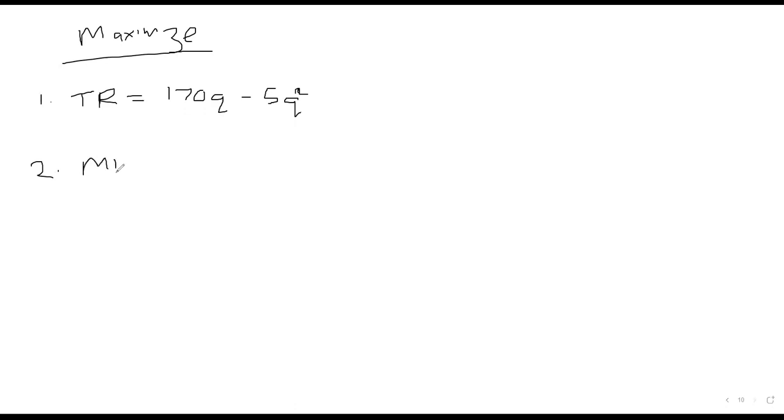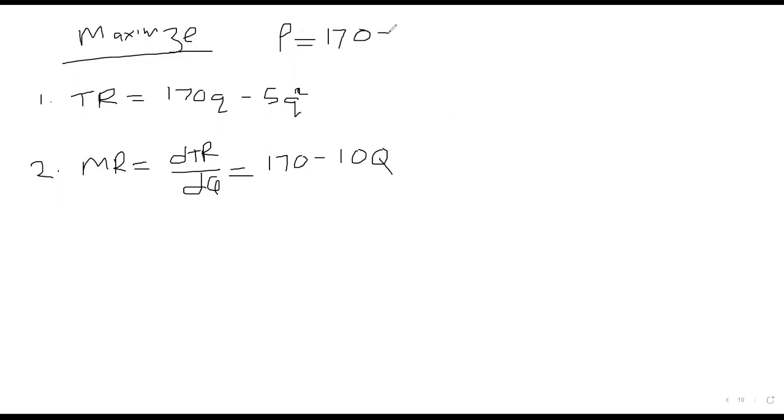So MR, therefore, is equal to what? dTR over dQ. So what becomes our MR? 170 minus 5Q, so minus 10Q. 170 minus 10Q. Remember, our price was initially how much? Price was 170 minus what? 5Q.